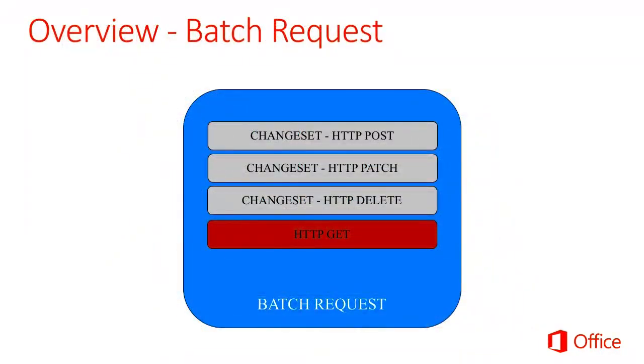So what does it look like? Well, you're going to create a batch request, and this is going to be just one big submission to the batch endpoint. Inside of this request, you'll have multiple change sets, one for each thing that you want to do that's a non-get request. You'll also have an HTTP GET request at the very end. Now that's not required, this is just an example. All of this is wrapped up in a single batch request.